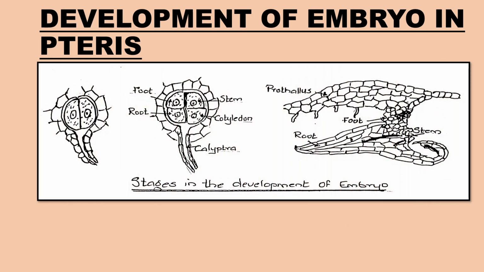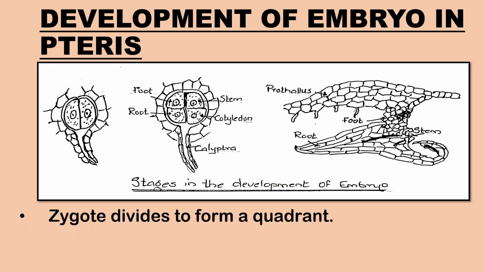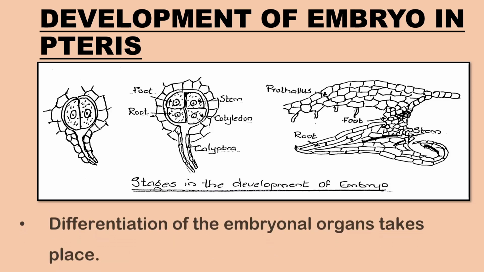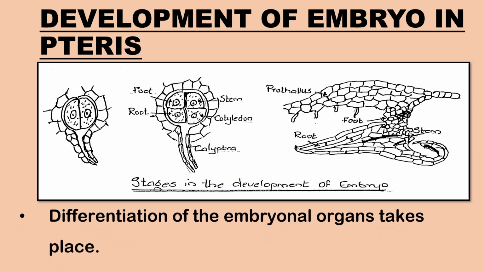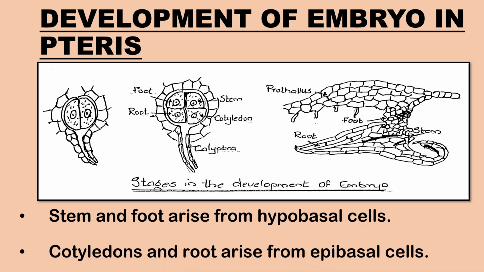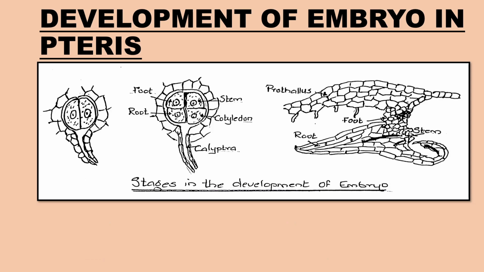Next is the development of the new sporophyte or the embryo. The zygote first divides vertically, followed by a transverse division, resulting in the formation of a quadrant. Repeated divisions form a 32-celled embryo. At this stage, a proper differentiation of the embryonal organs takes place. Stem apex and foot arise from the hypobasal cells, while the cotyledons and root arise from the epibasal cells.